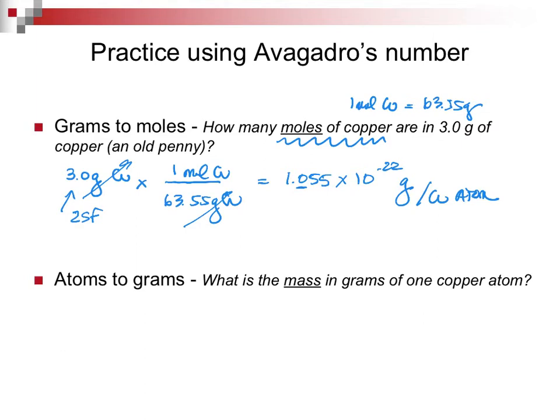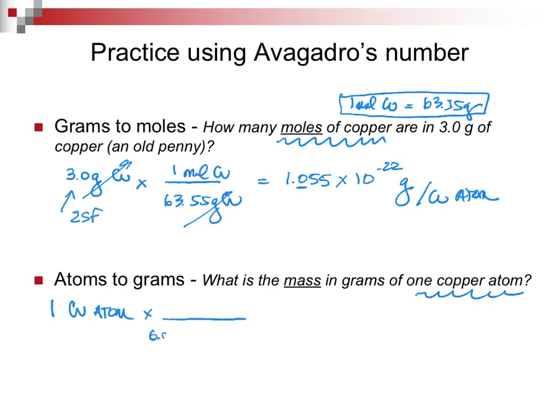Well, we already have the conversion factor for copper to grams, and our other conversion factor will be Avogadro's number. So let's work this out. What is the mass in grams of 1 copper atom? So it's 1 copper atom. And I have to add, often students don't know where to start. That is normal. Please don't say, I can't do this, because I know that you can. So if I have atoms on the top, I want to have atoms on the bottom. And I'll put Avogadro's number there.